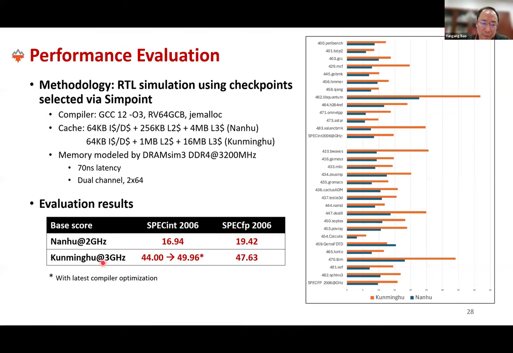For Kunminghu at 3 gigahertz, the performance is much higher. With compiler optimization, the integer benchmark can achieve almost 50 at 3 gigahertz. And this is the result.